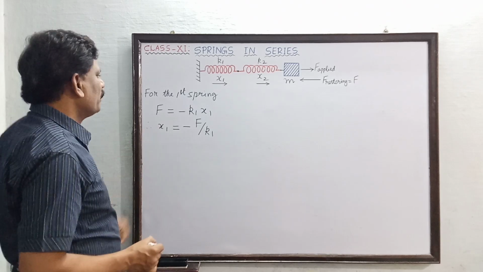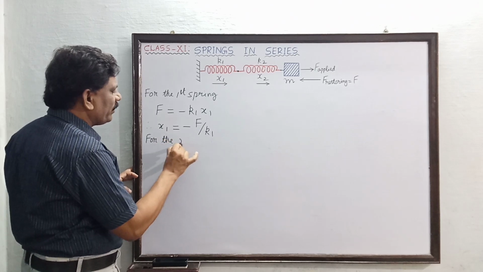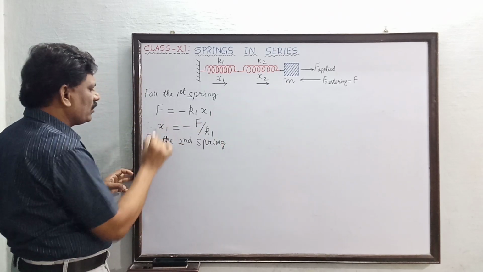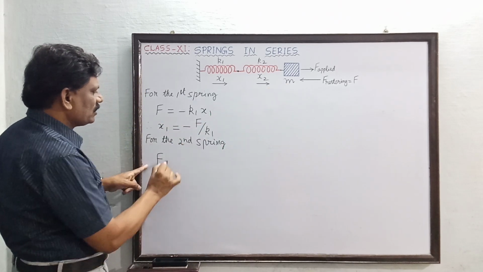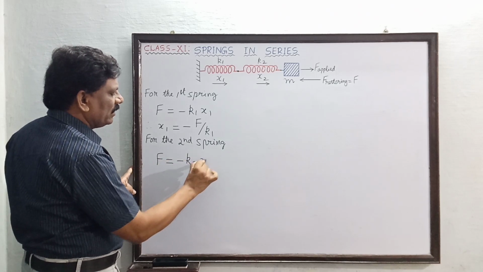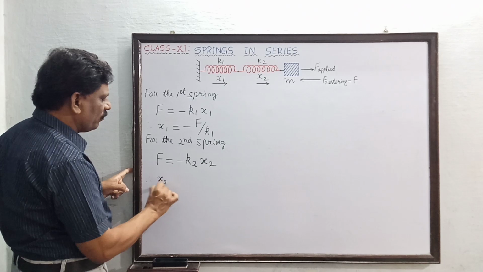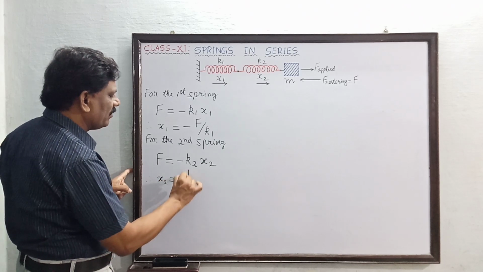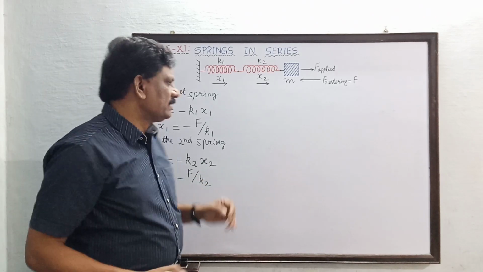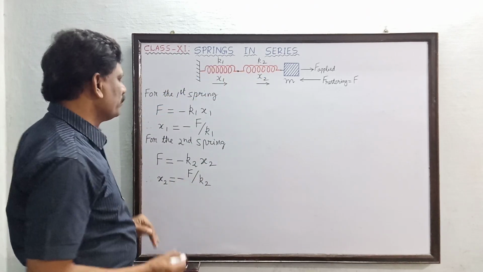Now, for the second spring, I will write a similar equation. Since the restoring force is the same, the left hand side is the same. So F must be equal to minus K2 times x2. Therefore, x2 alone is equal to minus F divided by K2. So these are the extensions produced in the first spring and the second spring respectively.